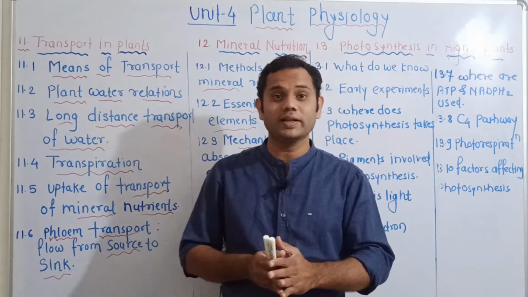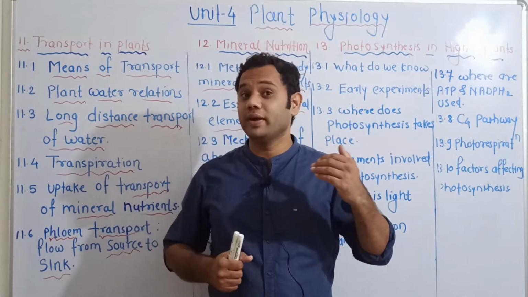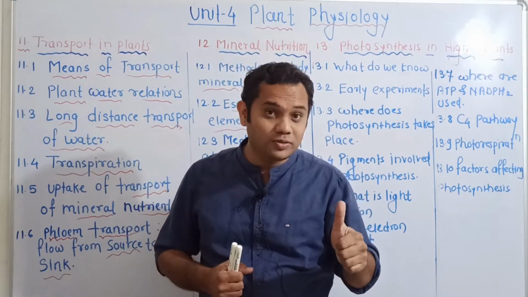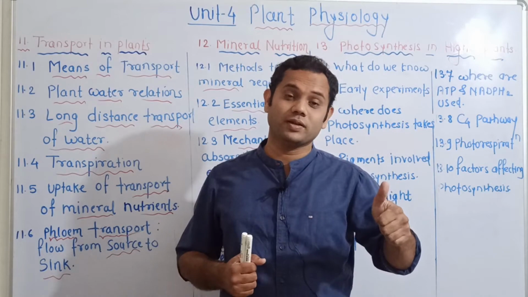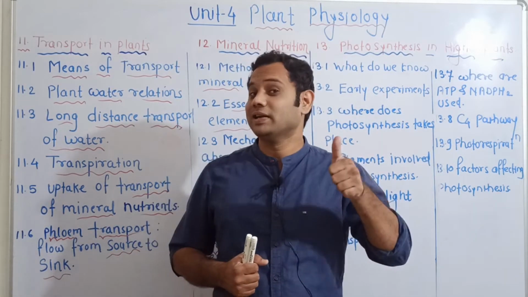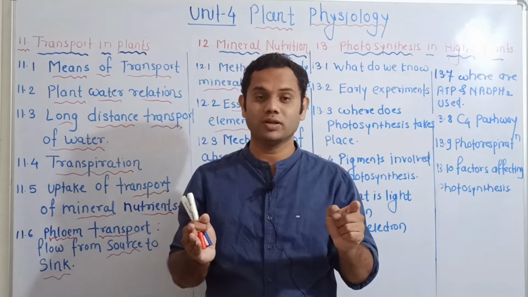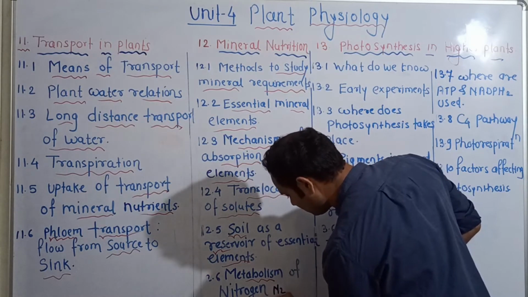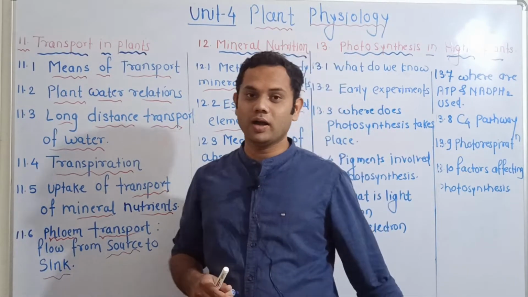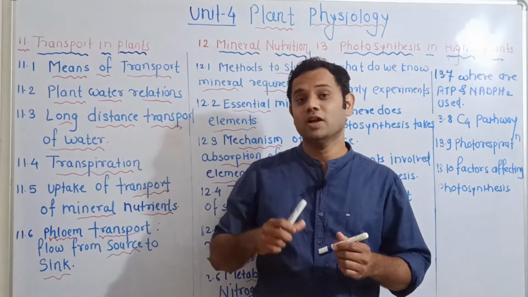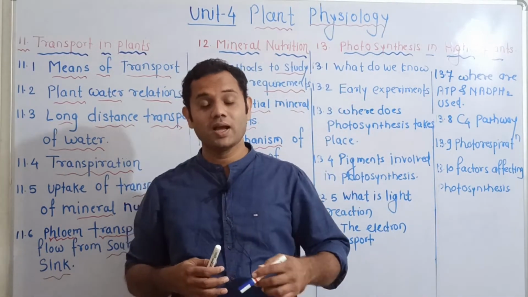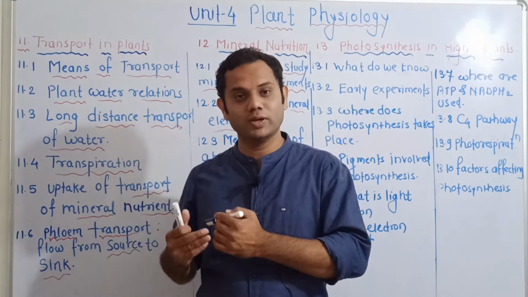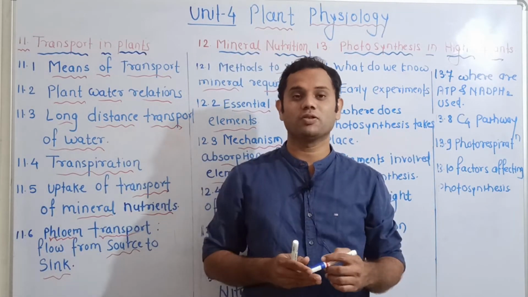So nitrogen, we know that in the atmosphere it is present at around 78%. But that 78% nitrogen is not at all utilized directly by the plants. In fact, the plants are unable to use the nitrogen present in the atmosphere in the form of N2. So it has to get converted into ammonia, nitrates or nitrites.